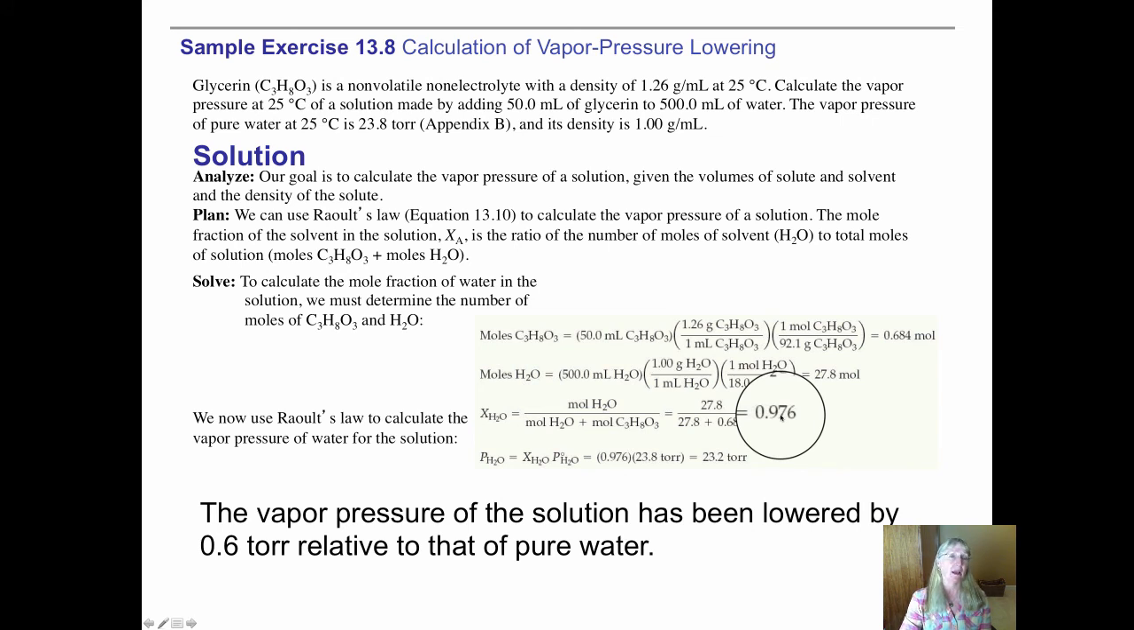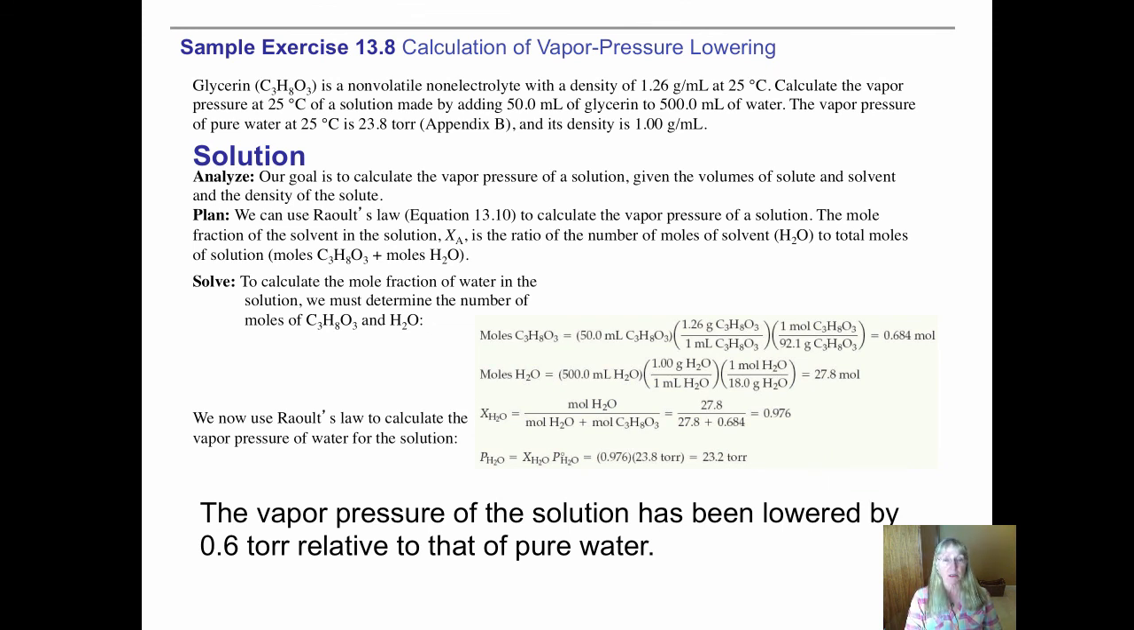And now all I have to do is leave that number in my calculator and multiply it by the given value of the water vapor pressure at 25 degrees if it's pure water, and now I can see that the vapor pressure has been lowered slightly to 23.2 torr. So relative to pure water, it's 0.6 torr smaller according to this sample exercise.